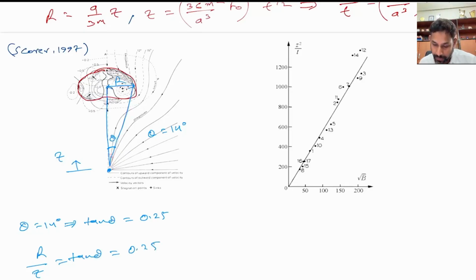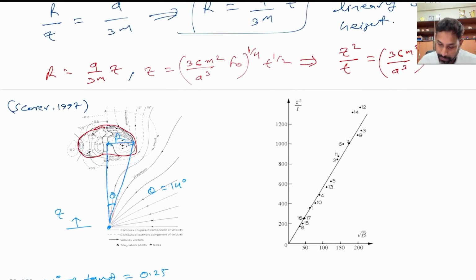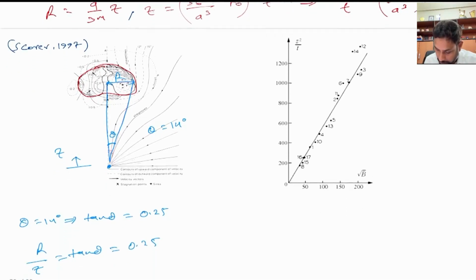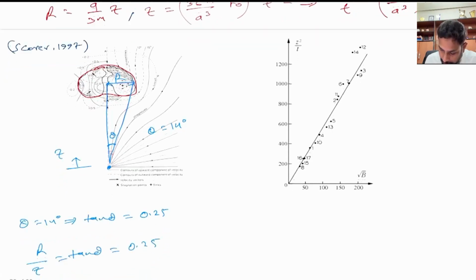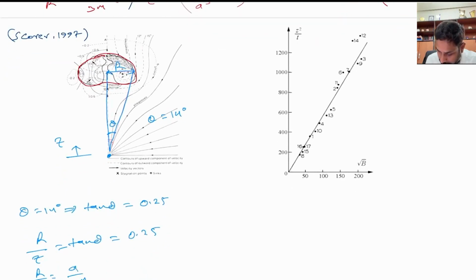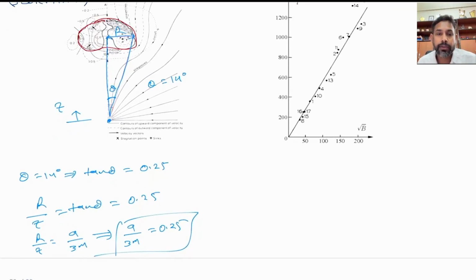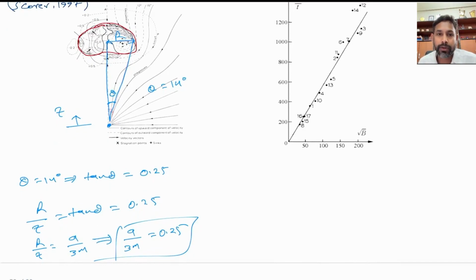Okay, and from the previous equation, this one we already have seen that R by Z is equal to a by 3m. So this means that a by 3m is equal to 0.25. Okay, this is one value we got using the shape of the plume or radius of the plume measured experimentally.